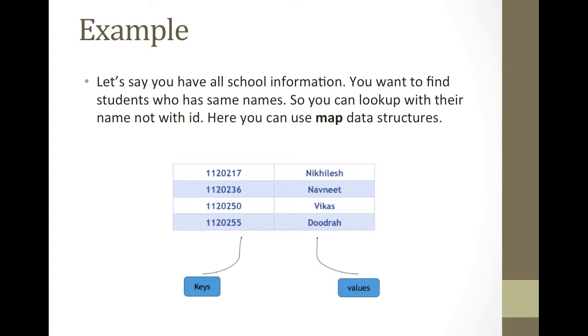So we can find the same names among the students. This we call map data structures. We map with the name or we map with their ID. You can see keys and values.